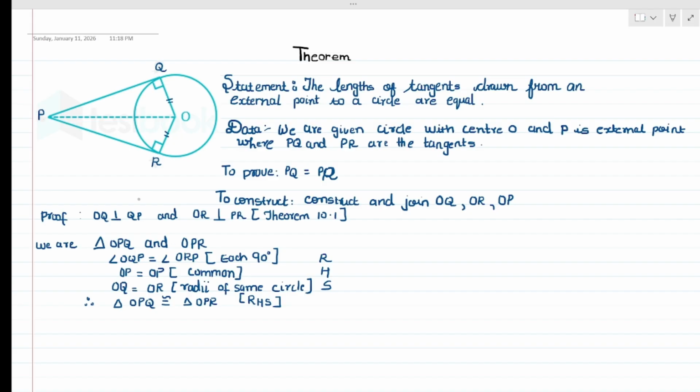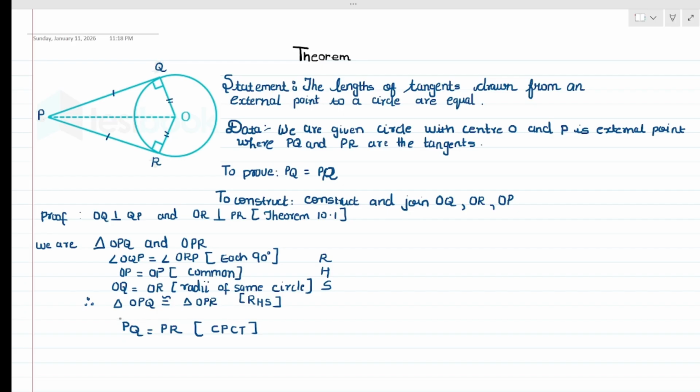Now, what do you get in your CPCT? What are we left with? We are left with two sides. What are these two sides? That PQ is equal to PR. So, for what is left, you will write PQ is equal to PR. What did we get it from? We got it from CPCT, corresponding parts of congruent triangles, which we have already studied in standard 9th.